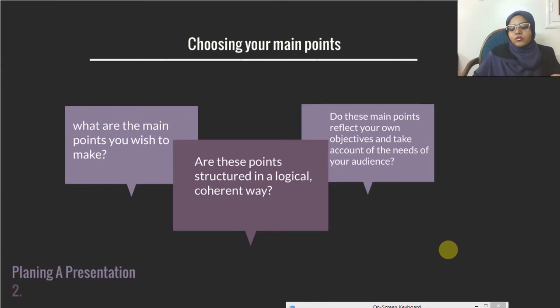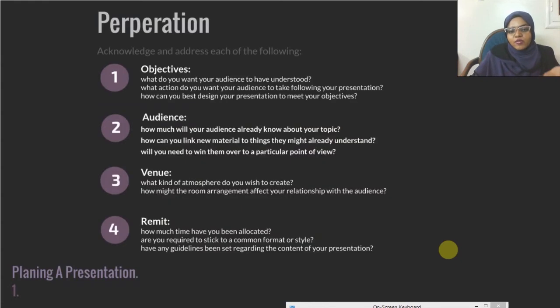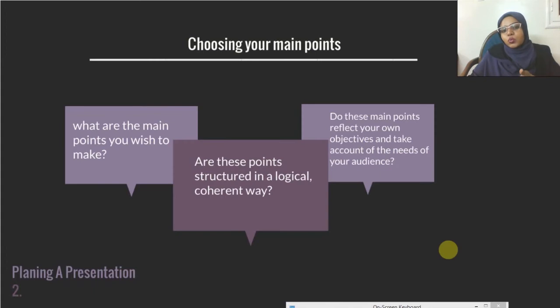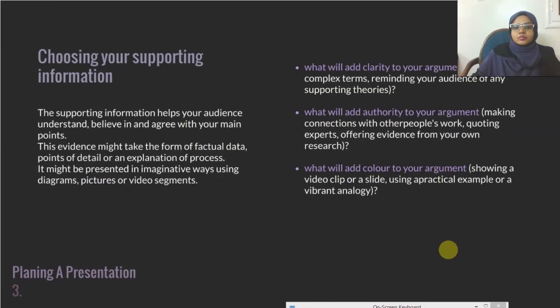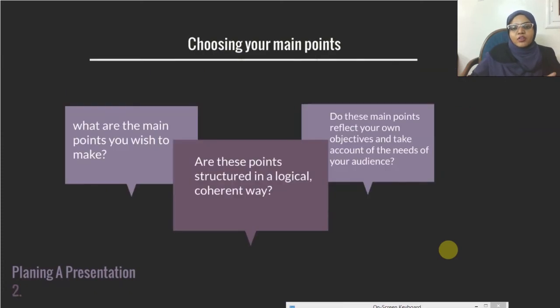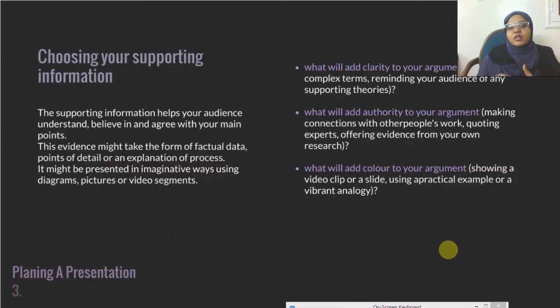So of course, obviously, we have planned here to move forward to this point. So you have to consider what you have already planned for in the next stages. The third part of planning a presentation is choosing the supporting information. Just like we have main points, we have supporting points or supporting information. They help your audience to understand, believe in, and agree with your main points.